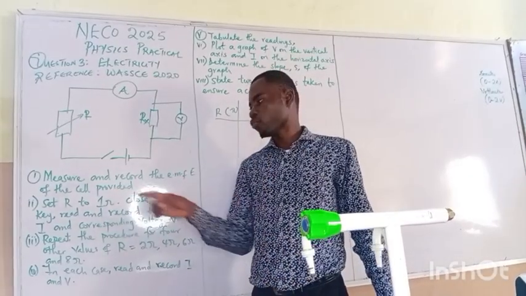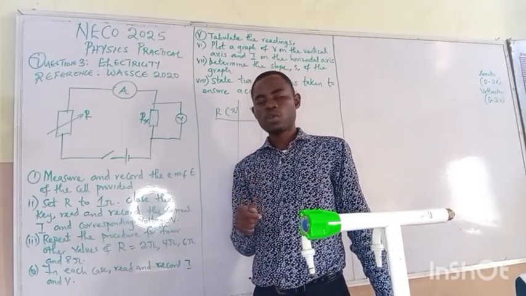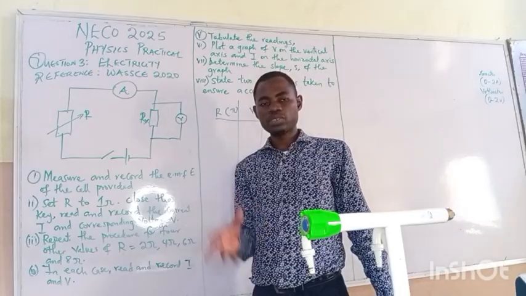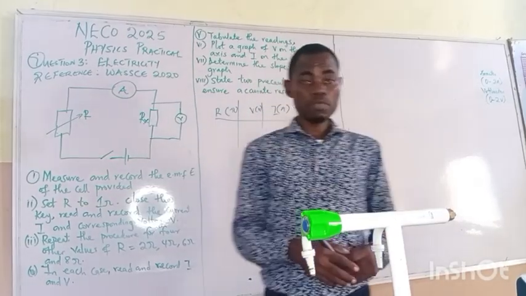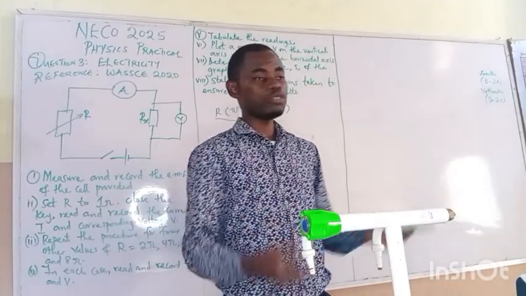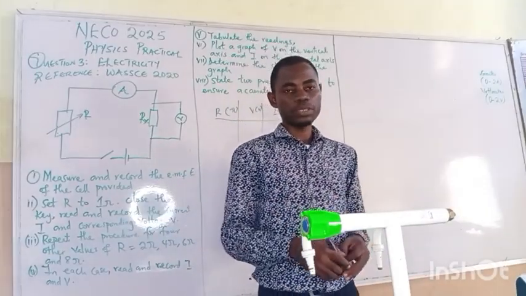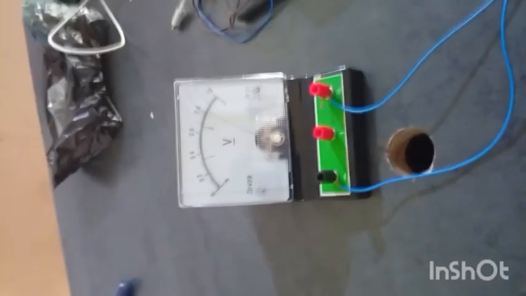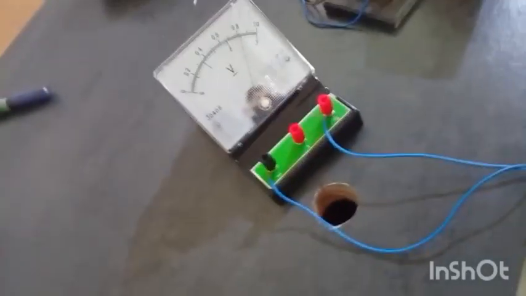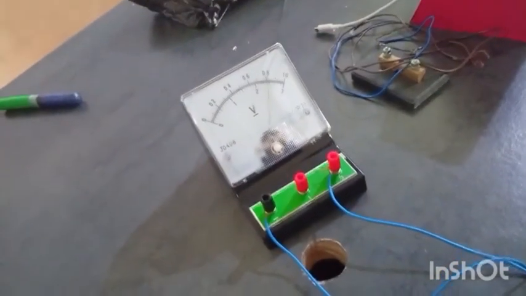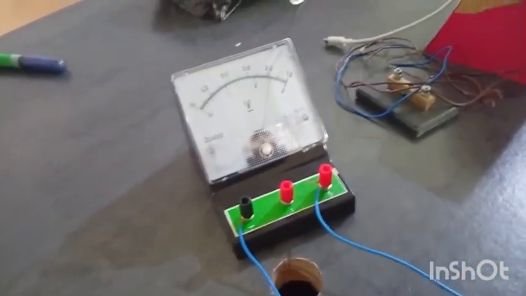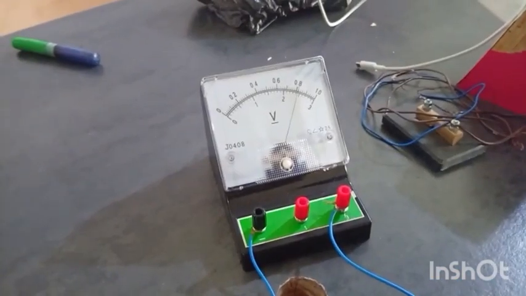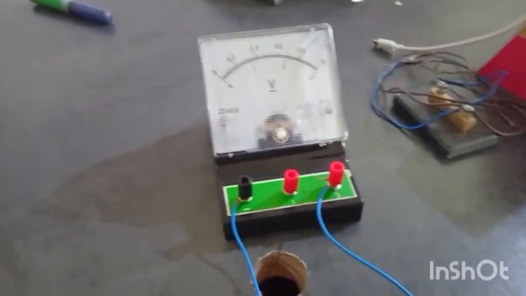The first thing there is to determine the EMF of the battery or the cell we are using. Before you can do any practical on electricity, the first thing we must do is to detect the EMF of your cell. And here is my voltmeter to record the EMF of the cell. We can see that the EMF of this cell I'm using is 2.5.